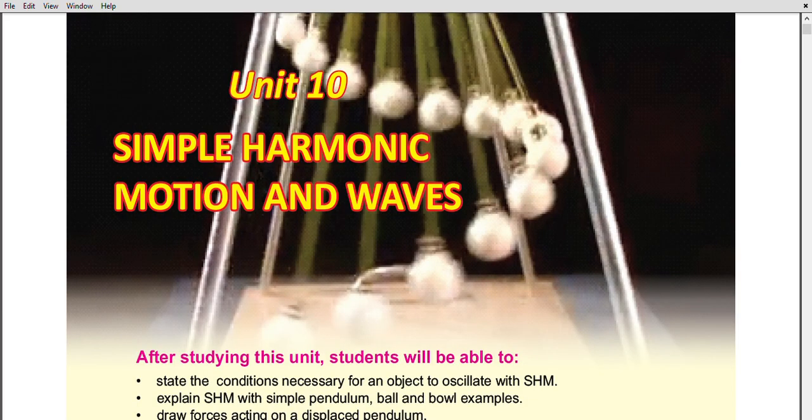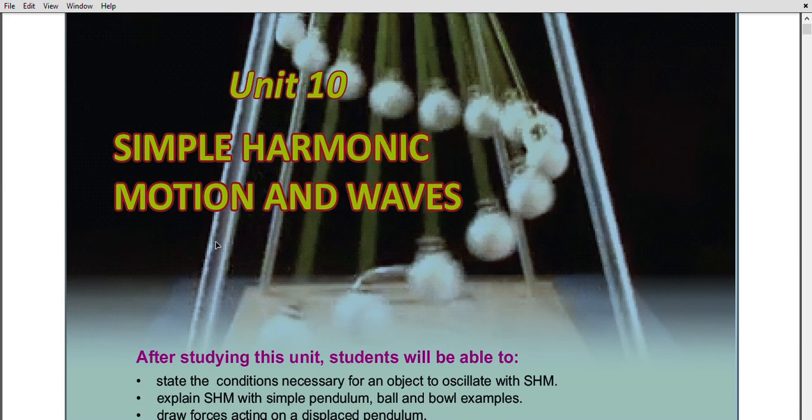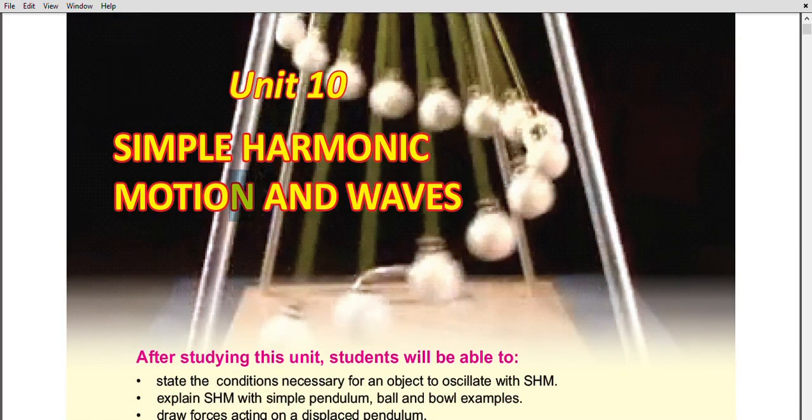Today we are going to start the first chapter of class 10th, and number-wise it is unit number 10, because the first 9 units we have discussed in class 9th. The name of the unit is simple harmonic motion and waves. This word might be new to you, simple harmonic, and you have discussed motion, and you might know the word waves as well.